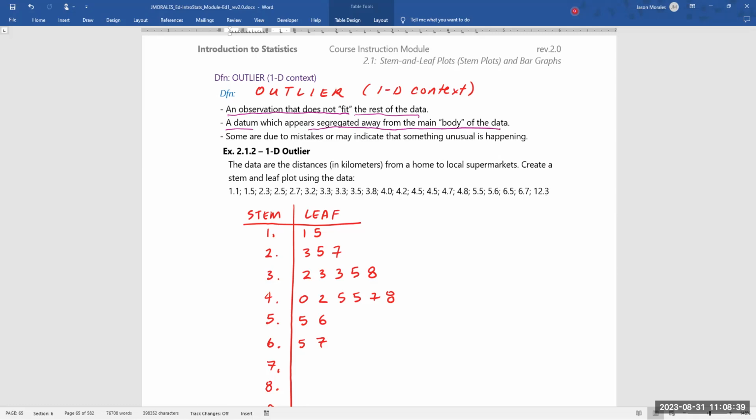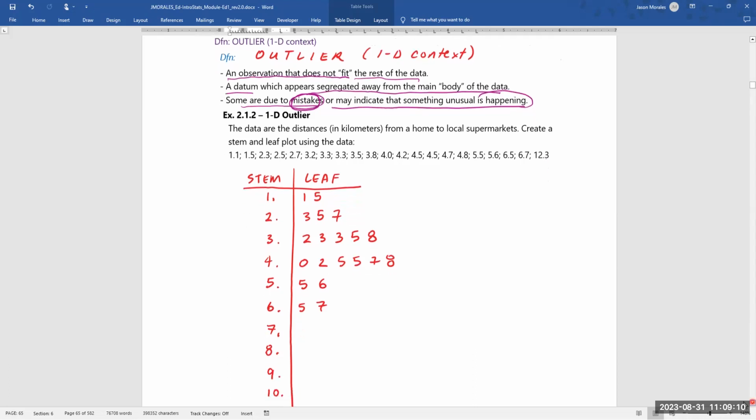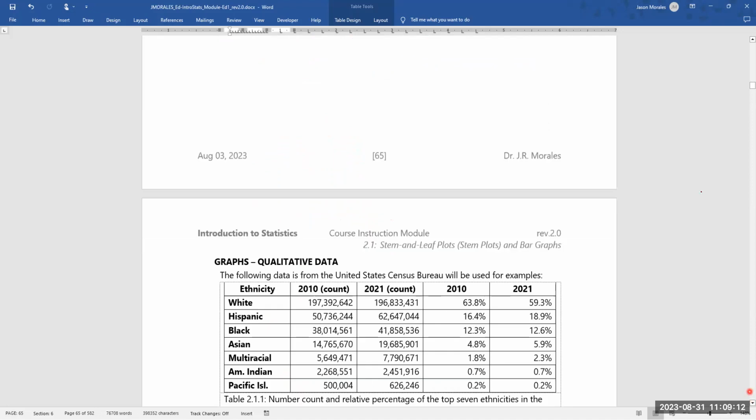Outliers occur sometimes due to mistakes, and outliers may also indicate that something unusual is happening. So, an outlier isn't necessarily bad. It can highlight some errors that are taking place in measurement. Or if the measurement is correct, maybe you've got something new that's going on that you want to pay attention to. So let's look at this example to see maybe what an outlier looks like.